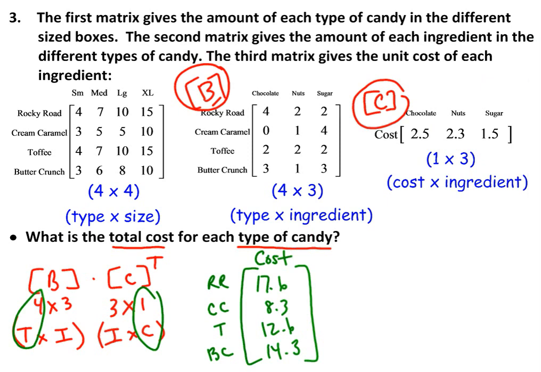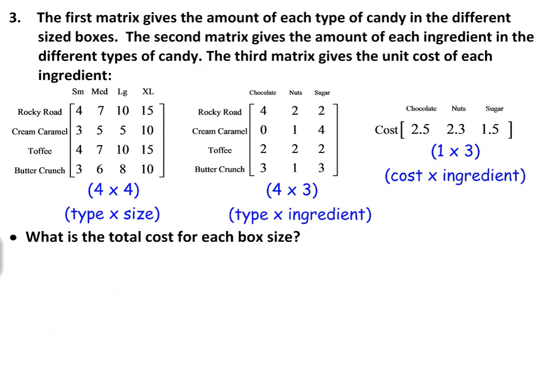So let's go to our last example. So it says, what is the total cost for each box size? So now we're dealing with cost again, so I need cost and box size. Well, the only place where there's cost is right here in matrix C. Okay, so I know I have to use that. And the only place there's a size is in matrix A.